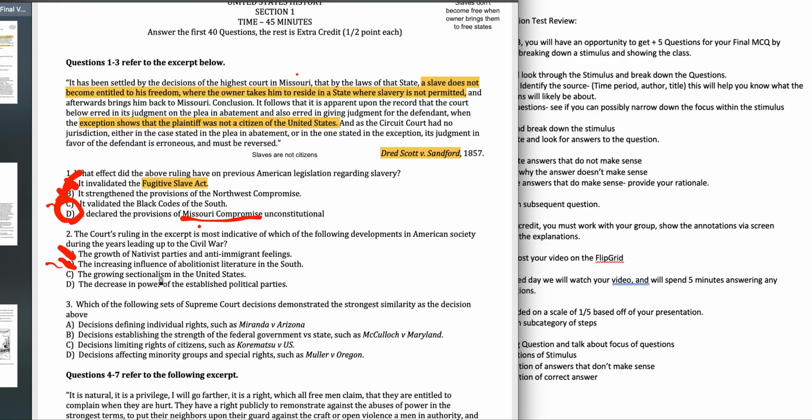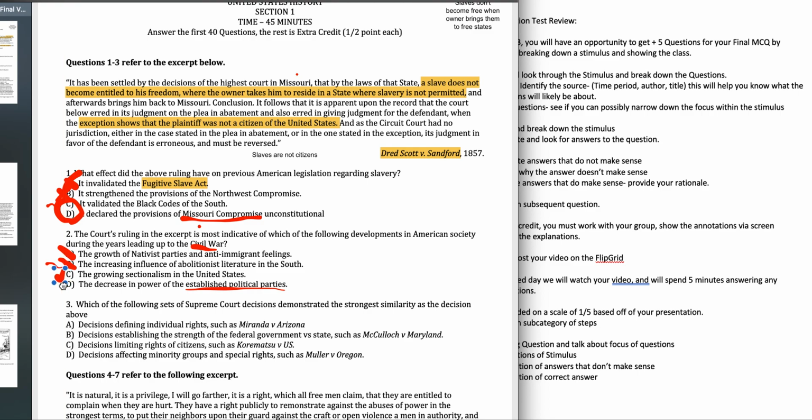Okay. The growing sectionalism in the United States. Does this show the growing divide in the United States? Is that a characteristic of the Civil War? Absolutely, right? So right here, I like this answer. The decrease in power of established political parties. Now, again, you need to know that the decreased power of established political parties happens in the early 1800s. In fact, political parties played a major role during the Civil War movement, right? So I would almost say no.